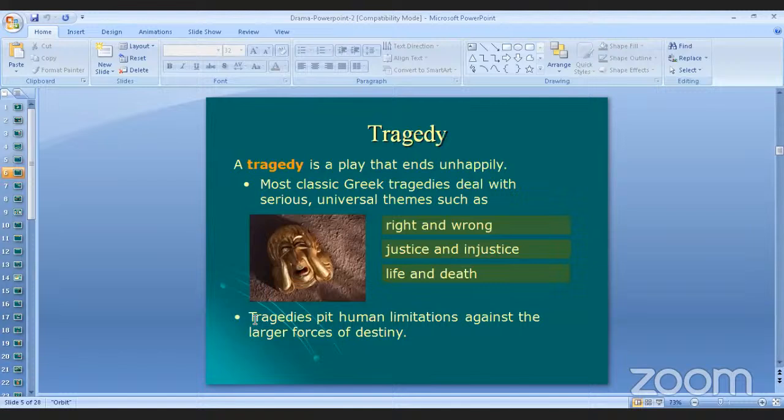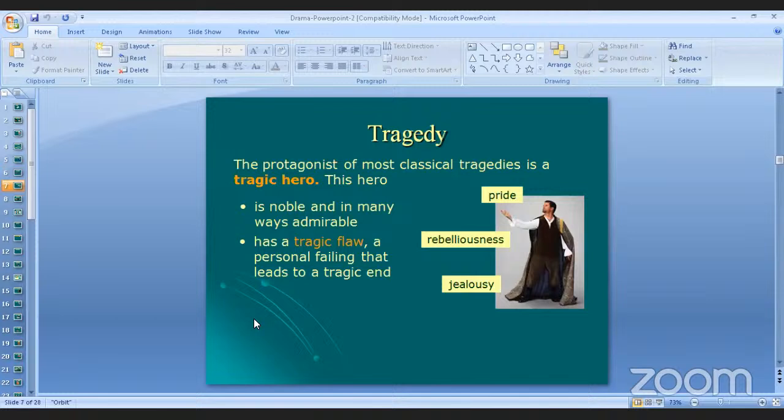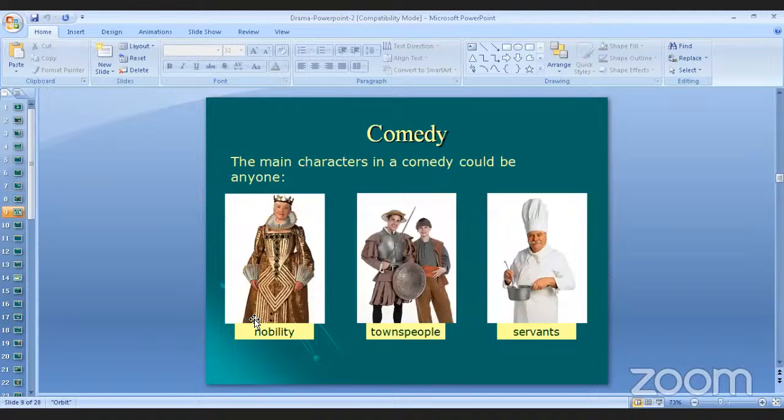Now this is where the play ends on an unhappy note, and most classic Greek tragedies deal with serious universal themes such as right and wrong, justice and injustice, and life and death. These tragedies pit human limitations against the larger forces of destiny. The protagonist of most classical tragedies is a tragic hero. This hero is noble and in many ways admirable, has a tragic flaw, a personal failing that leads to a tragic end.